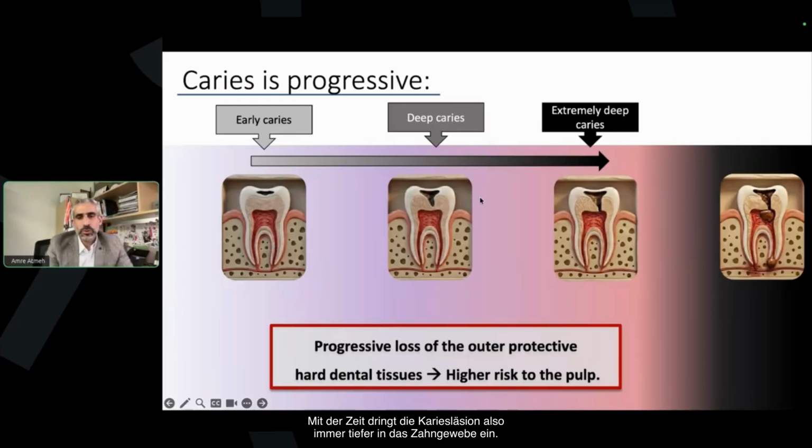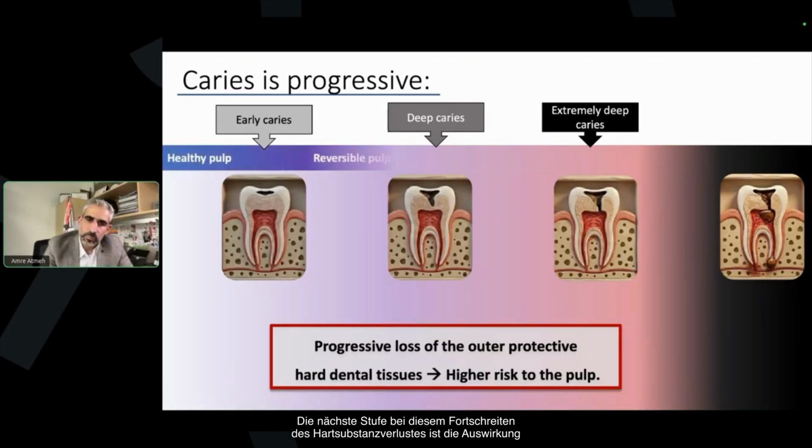And we know that the structure of the tooth was made as a hard outer shell that will protect the delicate inner pulp. That's the vital part of the tooth. So with time, as the lesion is progressing closer to the pulp, it's invading the intact protection that was designed to preserve and protect the tooth. So progressive loss of the outer protective hard dental tissue means there is a higher risk for the pulp, starting from early caries, then deep caries, and advancing towards extremely deep caries until it reaches the pulp space.